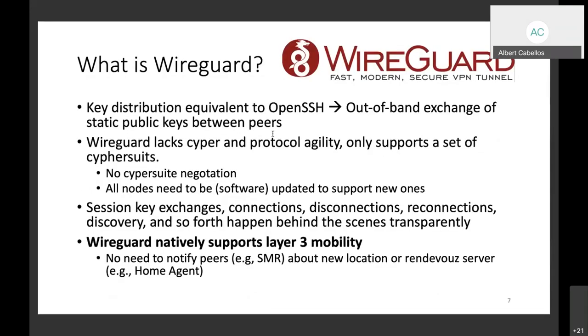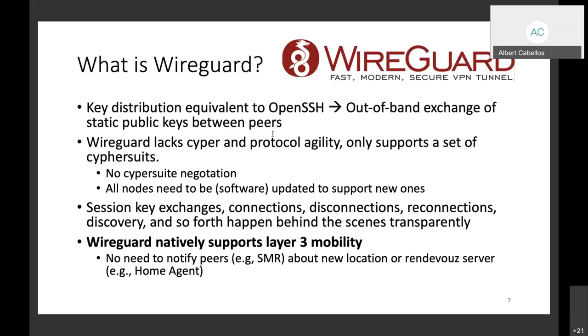So just finishing with WireGuard, it's quite important to understand the key distribution that they are aiming for, so how you deploy the public keys on the peers, is equivalent to OpenSSH, meaning that you just use an out-of-band exchange mechanism to configure static public keys between the peers. So you send it by email, or you securely copy them, or whatever you want, but they don't provide any sort of mechanism for that. But at the same time, it's super easy. Once you have the key, you just configure it, and that's it. Exactly the same as SSH.